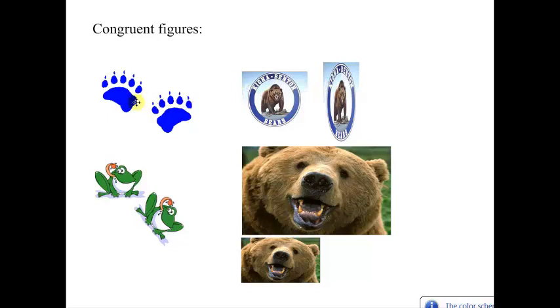Like, take a look at these bear paws right here. You can't really measure those. You can measure certain parts of them, but overall, what do we say about the measure of it? Well, we can still say they're congruent. The definition of congruent, you guys have already told me this, is just that they have the same size and shape. So same size, same shape means congruent.